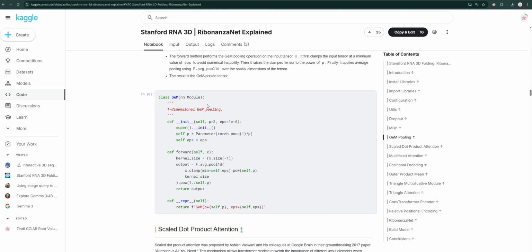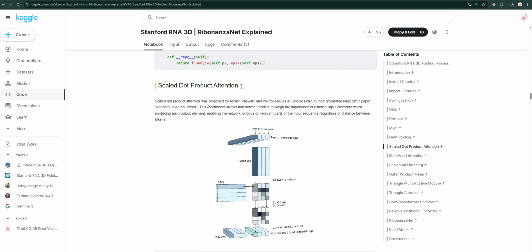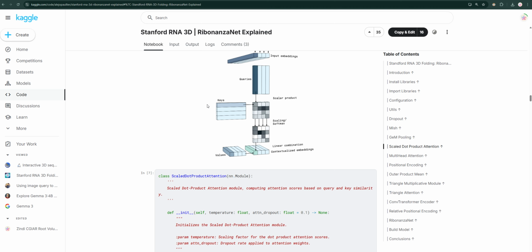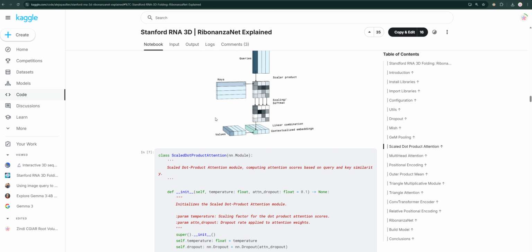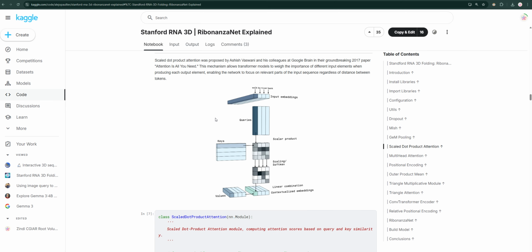Now we're getting to the heart of the transformer architecture. Scaled dot product attention was introduced in that landmark paper, "Attention Is All You Need," and it's fundamental to how transformers work. The implementation takes query, key, and value tensors, computes attention scores by taking the dot product of queries and keys, scales them, applies softmax, and then uses these attention weights to create a weighted sum of the values. In plain English, this mechanism allows the model to focus on relevant parts of the RNA sequence when making predictions about each position, regardless of how far apart they are in the sequence.